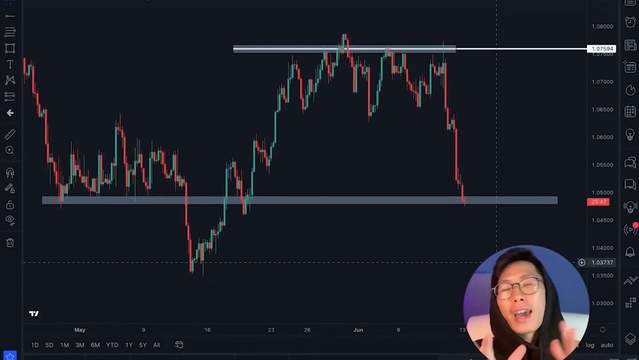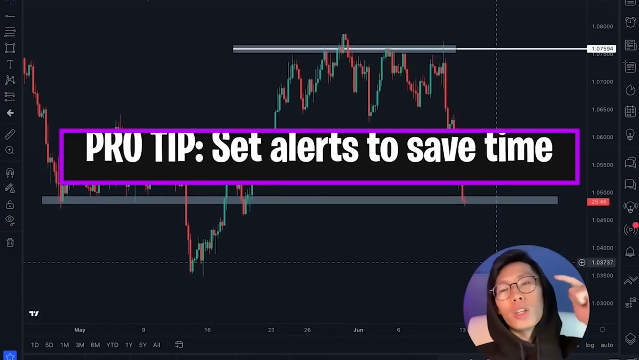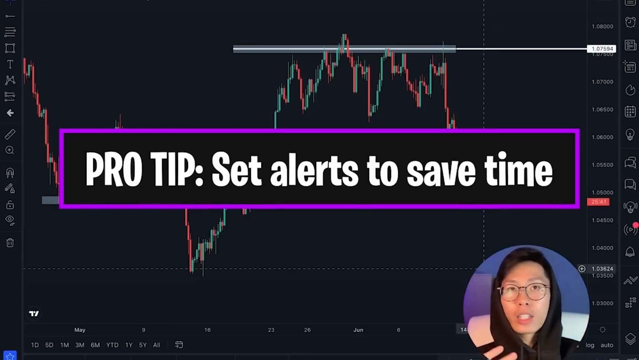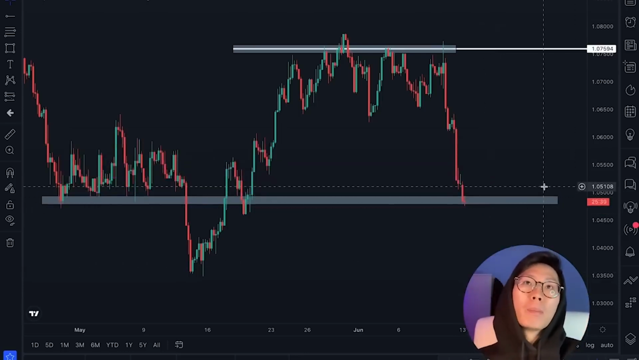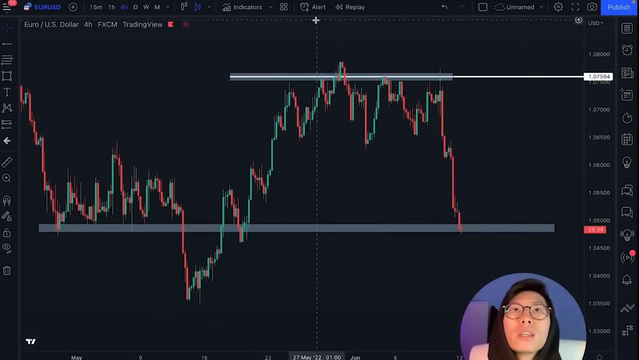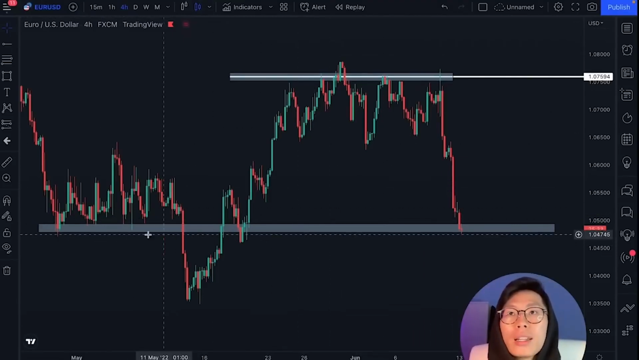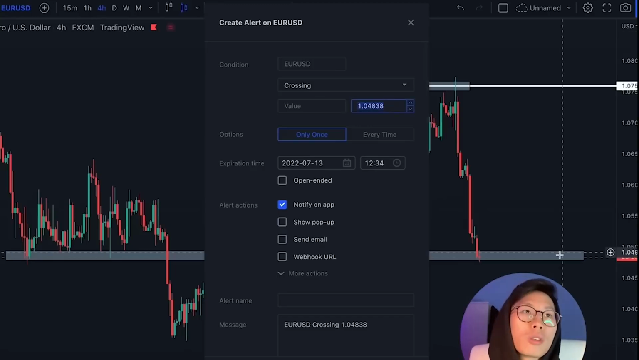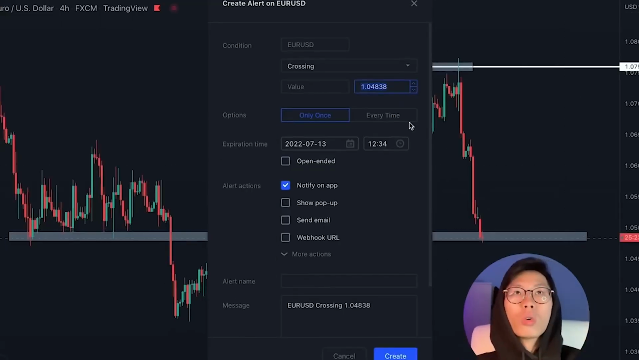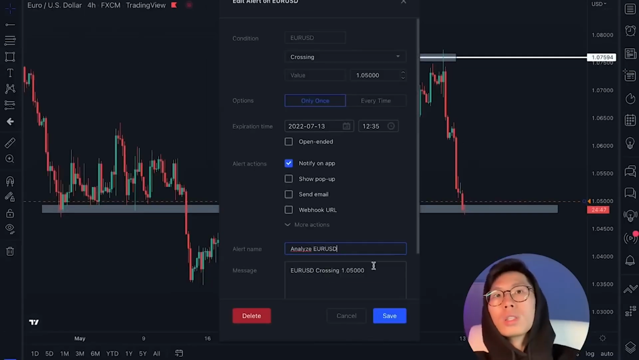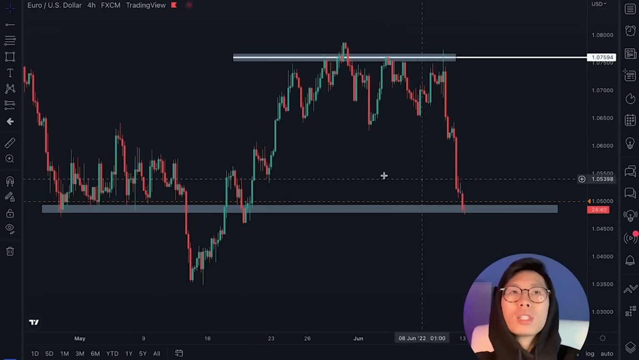If you do not like to stare at charts all day just like me, what you can do is set alerts at key levels when you are analyzing the charts. Let's say in this example, I want to set an alert at this key level right here. I want to analyze the charts when price is at this key level. So what I will do is press this alert right here and then change the figure to 1.05. You can put something like analyze Euro USD and then click save, and you will see this orange dotted line being formed right here.